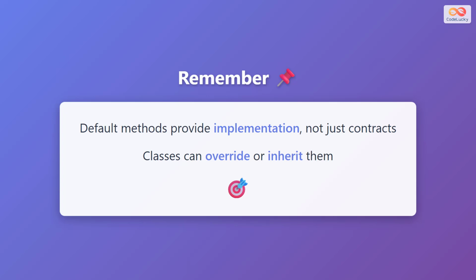To wrap up, remember these key points. Default methods provide implementation, not just contracts. They contain actual executable code that defines behavior. And classes can choose to override these methods for custom behavior or inherit them to use the default behavior. This makes interfaces much more powerful and flexible in Kotlin compared to traditional interface designs.